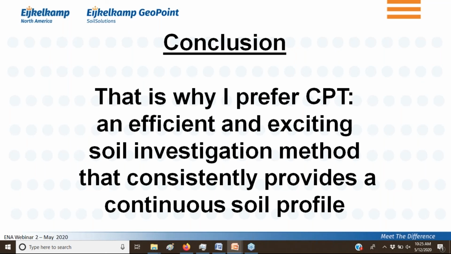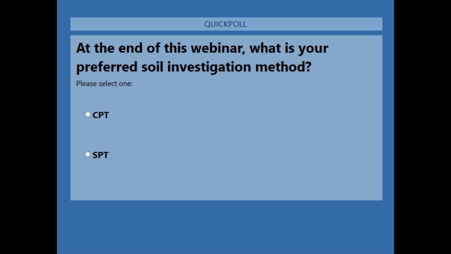At the same time, don't take me wrong. I don't say that CPT is perfect. I'm excited about it, but it's not perfect. Every test method, as I said earlier, has its limitations. Sometimes the soil is too hard, and then you cannot push the cone through there. Therefore, you don't have a continuous soil profile. But as long as you're aware of what those limitations are, you are in good shape. With that, I'm at the end of the presentation.